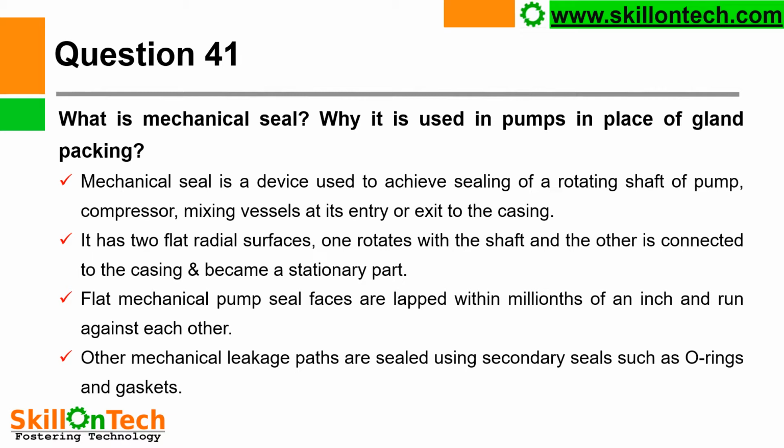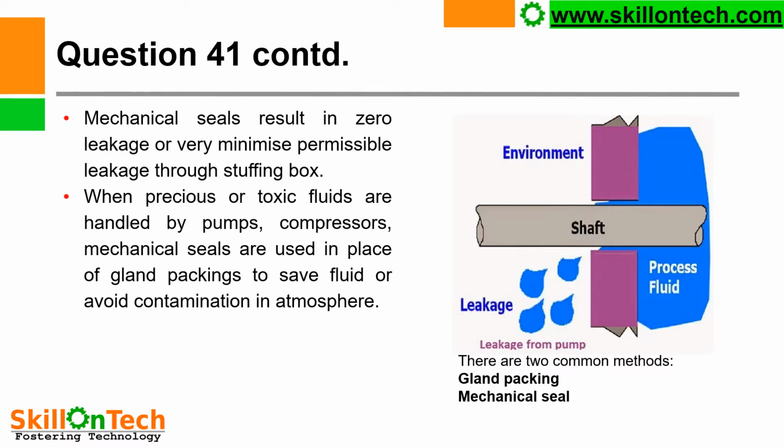Flat mechanical seal faces are lapped within a millionth of an inch and run against each other to make a seal. Other mechanical leakage paths are sealed using secondary seals such as O-rings and gaskets. Mechanical seals result in zero leakage or very minimized permissible leakage through the stuffing box. You can see a picture where a shaft and a process fluid are shown in the casing of a pump. So you can see a leakage. If this leakage comes, then it may come into the environment.